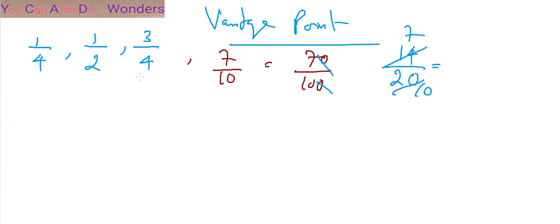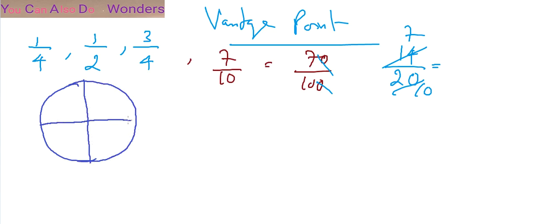Let's make the understanding better. Suppose there is a round cake. Suppose you divide this into 4 equal parts. See, 4 parts. So this is 1 by 4, one of the 4 equal parts. This portion represents 1 by 4.